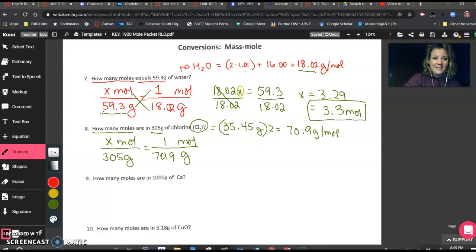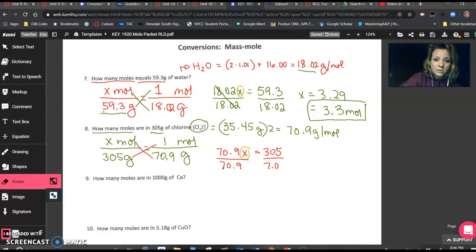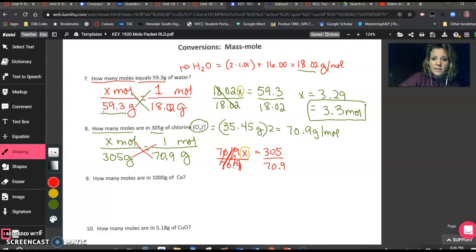So I'm going to cross multiply. X times 70.9 is simply 70.9x. And that is equal to 305 times 1, which is simply 305. And then I want to isolate x, so I'm going to divide both sides by the number that's in front of my x, which is 70.9. Oops, sorry, I wrote that down wrong. Divide by 70.9. Now, 70.9 on this side is going to cancel out, so I've got x all alone.